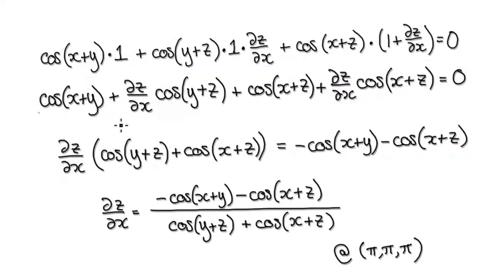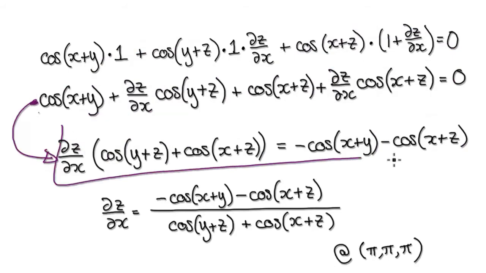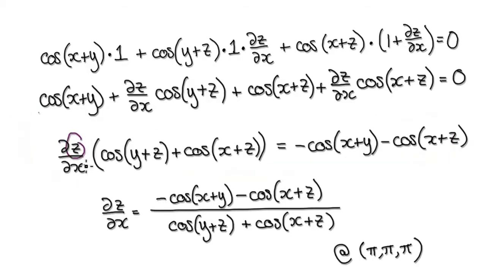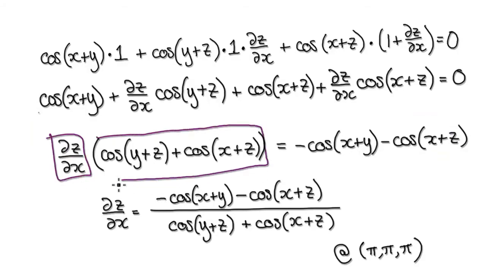So do it all in one go. Alright, so from here jump to here. So that will then take us to here. You want to get partial derivative of z with respect to x on its own. So at the moment you've got one block times this block here. So to get this on its own, divide both sides by this. So that will then give us this thing here.